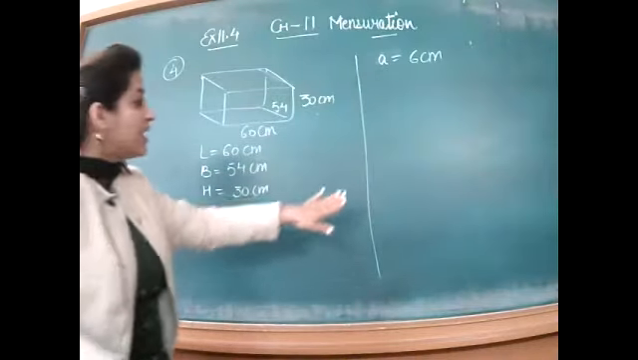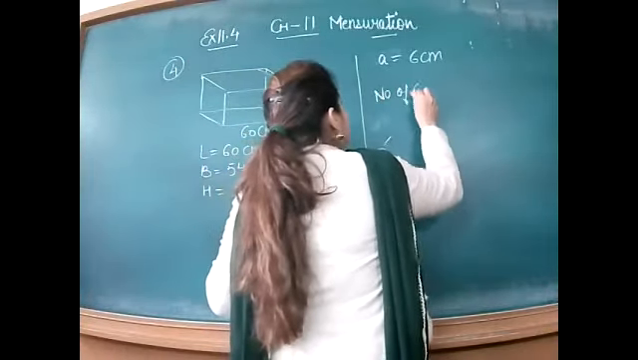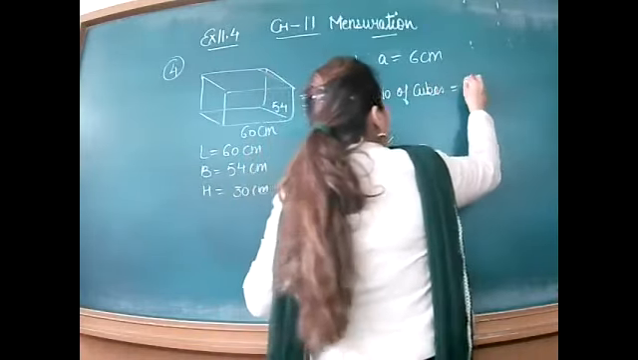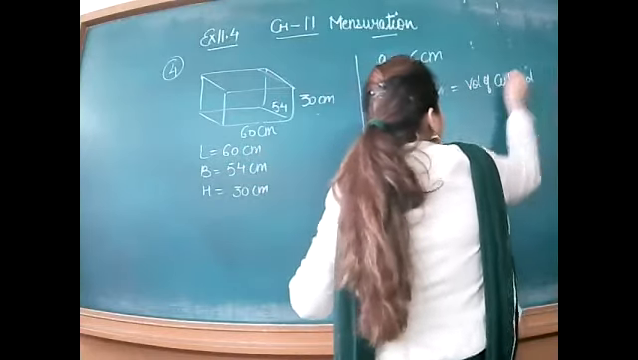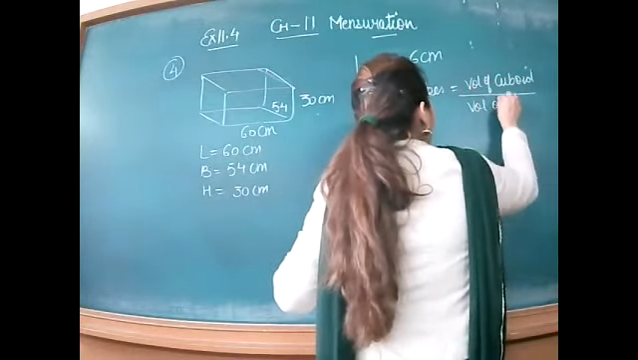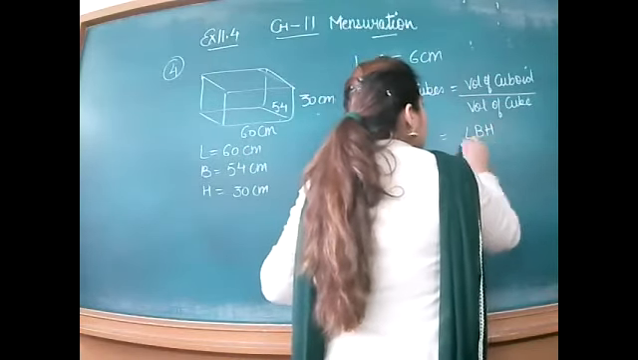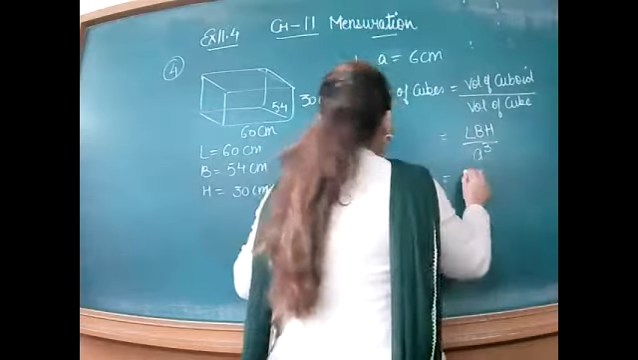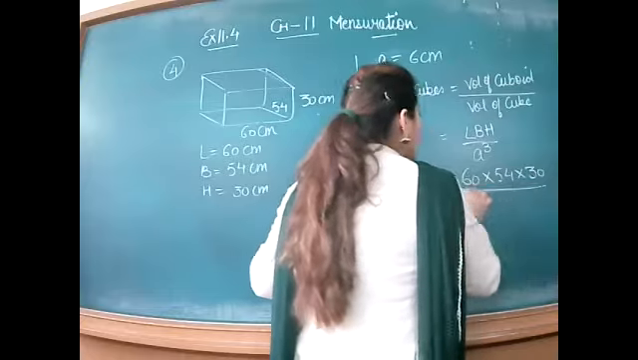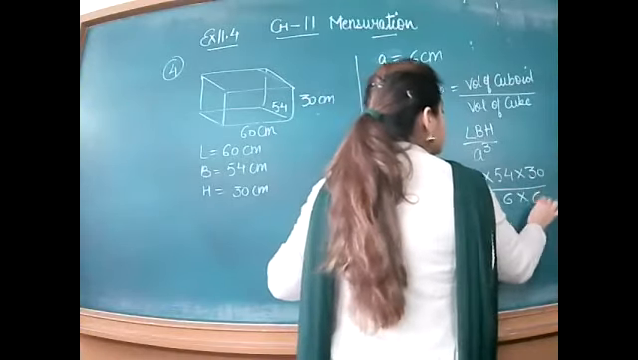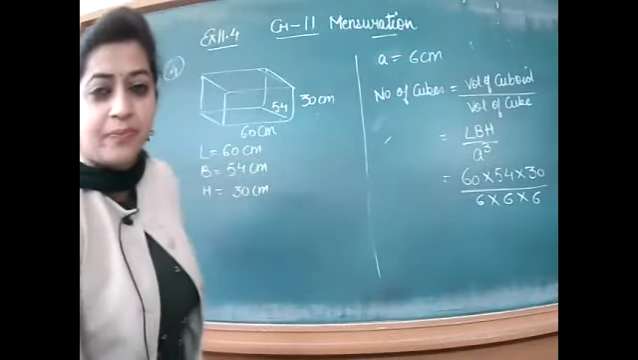You will write the detail. Then after that you will write: number of cubes is equal to volume of cuboid upon volume of cube. Volume of cuboid is l b h and volume of cube is a cube. Here it will come 60 into 54 into 30 upon 6 into 6 into 6. So make the cancellation and get the number of cubes.